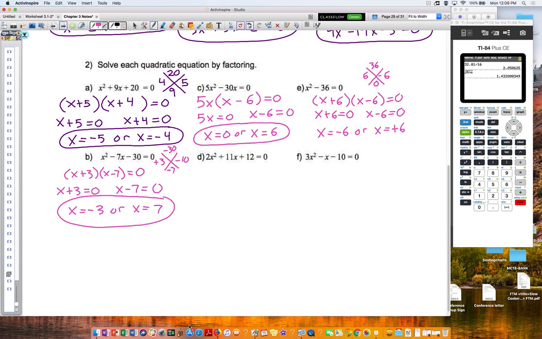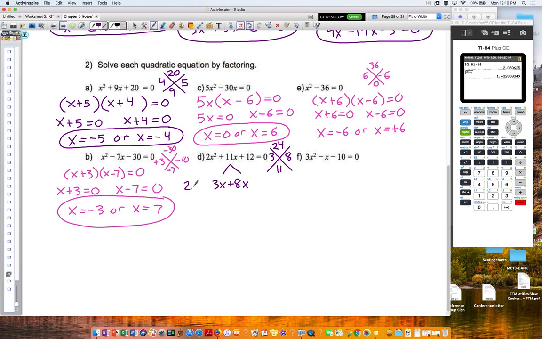All right, the last 2 are the challenging ones because now you have a leading coefficient other than 1. It's a 2. So what we're looking at here is not factors of 12, but 2 times 12, which is 24. That adds up to 11. So I sit there and go through. 1 and 24 add up to 25. 2 and 12 add up to 14. 3 and 8, 3 and 8. So what I do is I break up this 11 as 3x plus 8x.